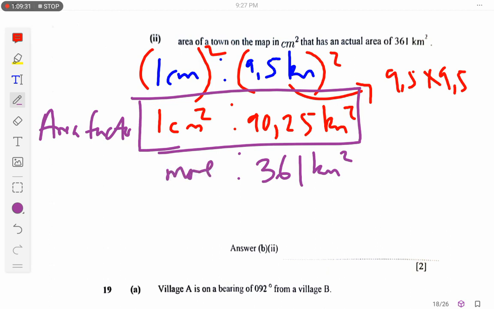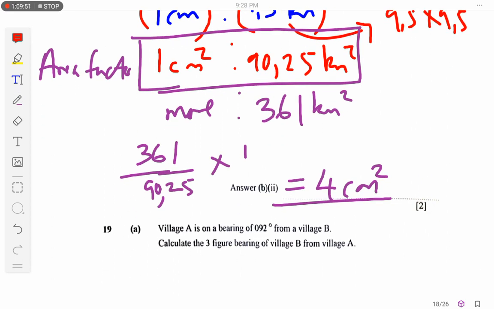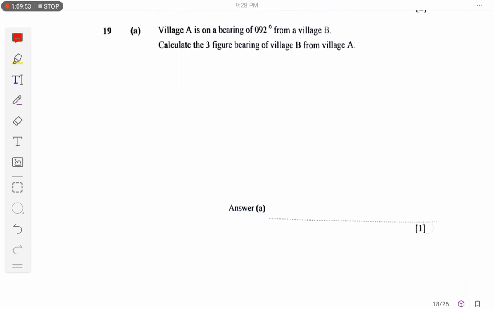So when it's more, I'll take the value that is bigger on top. So I have 361 over 90.25, and I multiply by 1. When we work it out, we get 4 square centimeters. 4 centimeters squared, not cubed. Cubed is to the power of 3. Sorry about that. Okay, now let's go to number 19, guys.